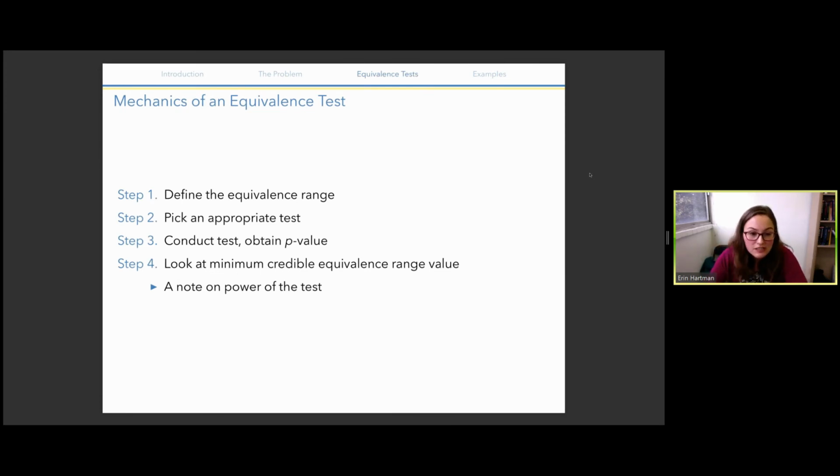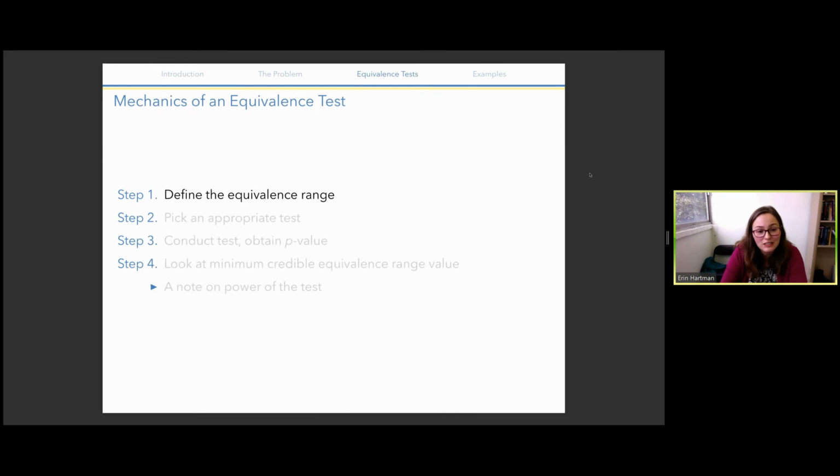To do this, I'll first talk about defining the equivalence range, that epsilon L and epsilon U that I mentioned. I'll talk about picking an appropriate test. There's a bunch of different tests you can pick based on the type of data or the departures from the null that you want to test. I'll talk about conducting the test, obtaining a p-value and interpreting it. And then I'll talk about the minimum credible equivalence range, or the inversion of this test, which is a new metric that is more objective, that researchers can and should look at when presenting these types of results. And then I'll end with a note on the power of the test.